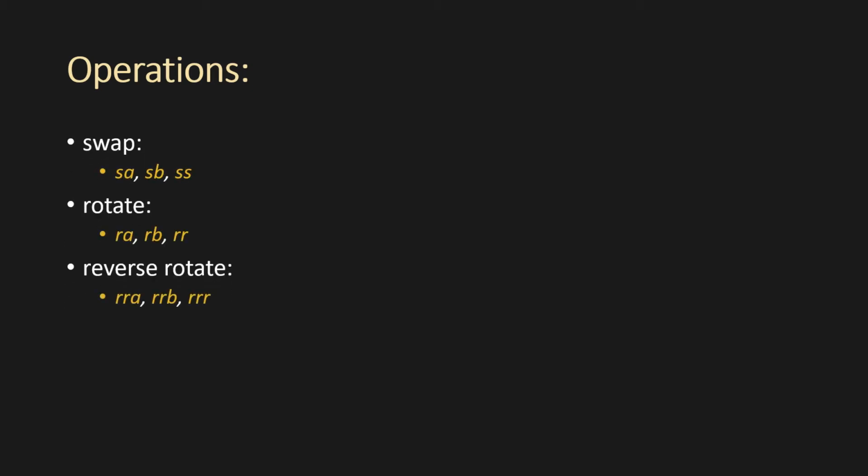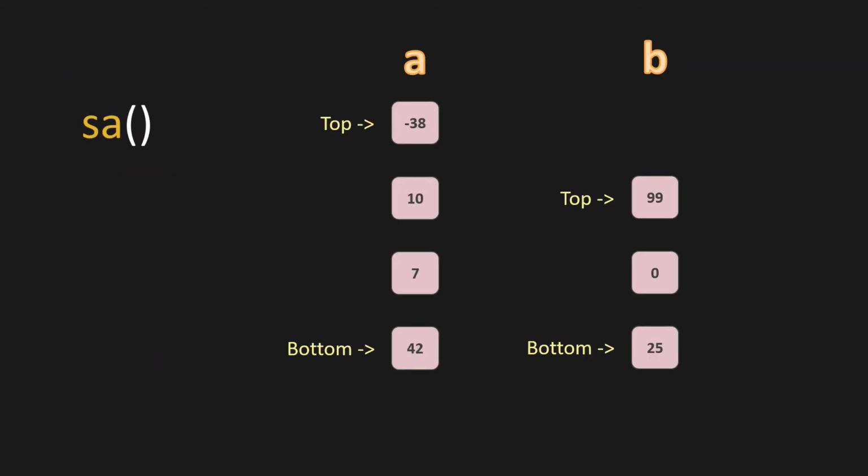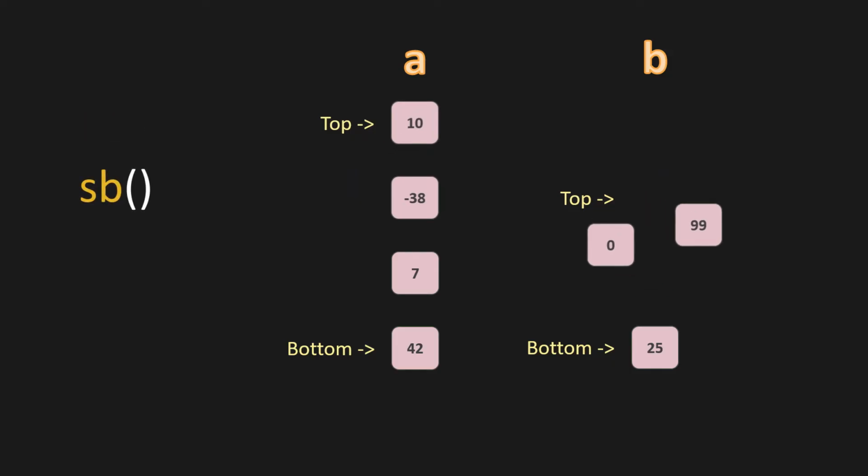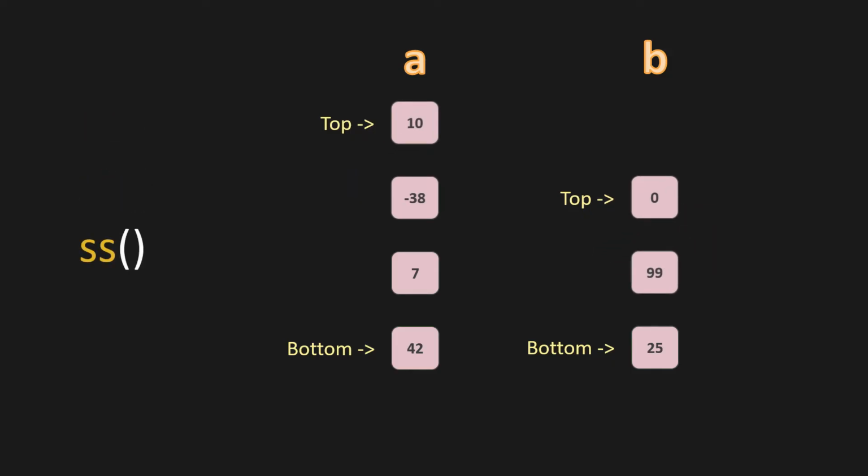Now that we have our stack, let's look at what each operation does. Swap A swaps the first two nodes in A. Swap B swaps the first two nodes in B. And SS means we will be simultaneously swapping both the first two nodes of A and B at the same time.